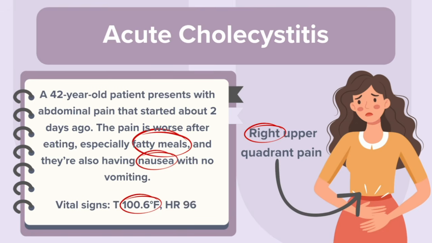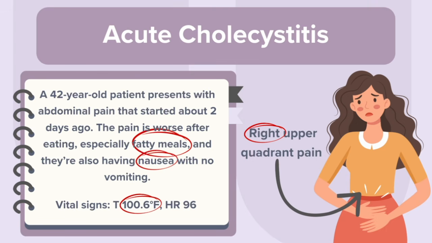Let's pull out those key clues from this case. So we know we have right upper quadrant pain. The patient reported worsening after those fatty meals, nausea, and fever. That combination should immediately make you think gallbladder.